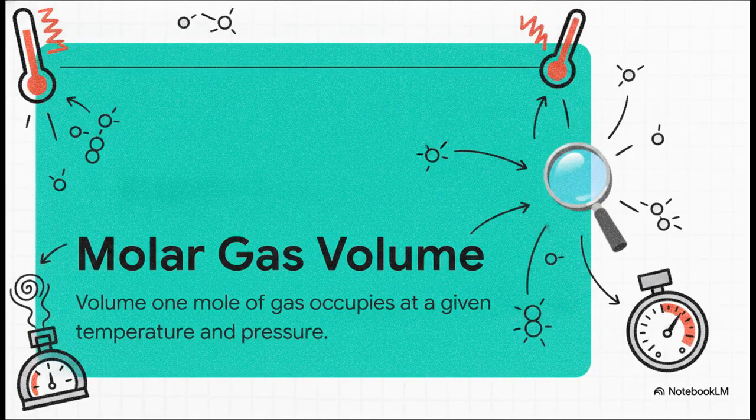Well, to solve this mystery, we need to define our core term. Molar gas volume is the specific volume that one single mole of any gas occupies at a given temperature and pressure. I really want you to pay close attention to those two variables, temperature and pressure. Those are the ultimate levers controlling our gas. If you tweak either of those two, the physical boundaries of the gas change immediately.